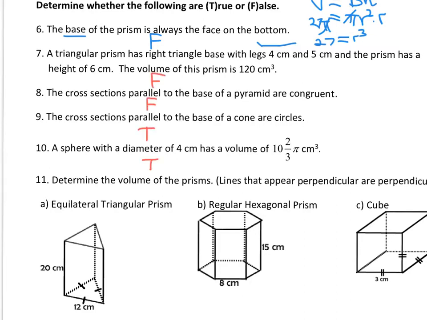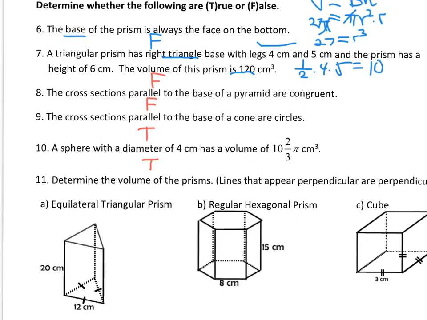Checking your answers for 7 through 10. 7 is false. They say that the volume is 120, but that mistake would come from not noticing that it's a right triangle, which means that the base is 1/2. They missed the 1/2 factor, because it's 1/2 times 4 times 5, so the area of the base is going to be 10 and not 20.